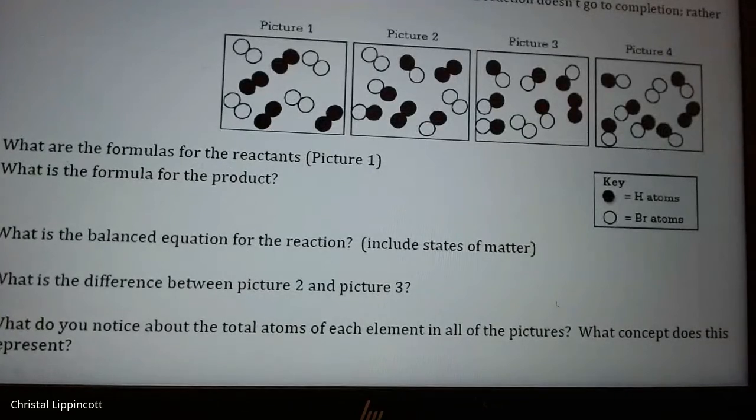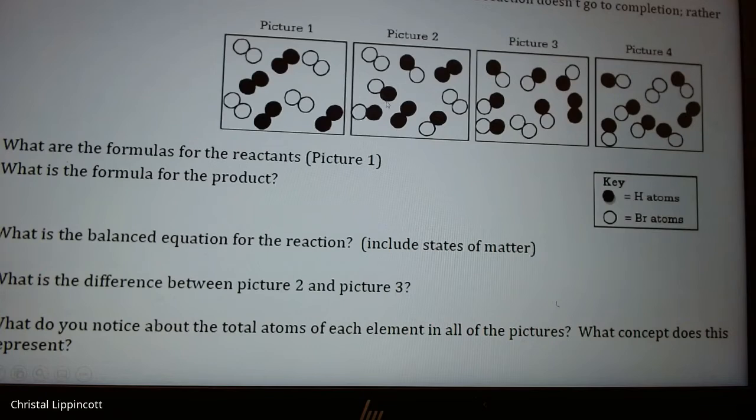All right, so the I do portion here. They wanted the formulas for the reactants. We have the reaction as H2 and Br2 react. This reaction does not go to completion. It's going to reach something called equilibrium. What are the formulas for the reactants? So what are they going to look like? What is the formula for the product? What is the balanced equation?